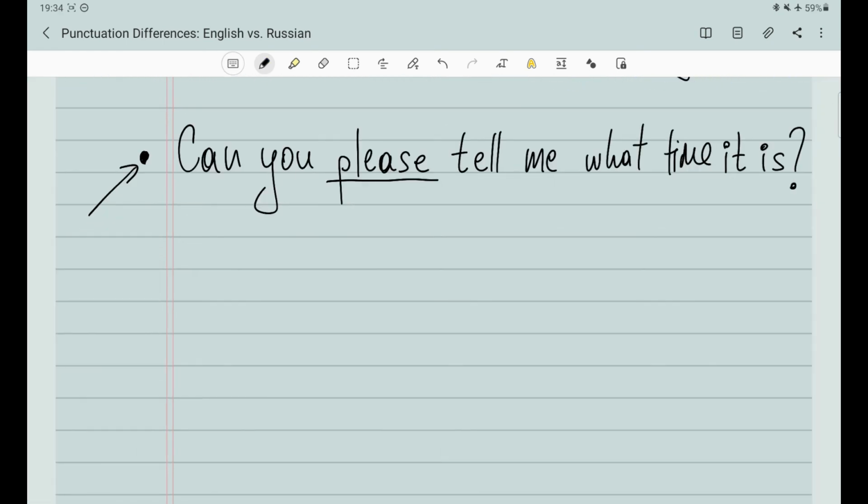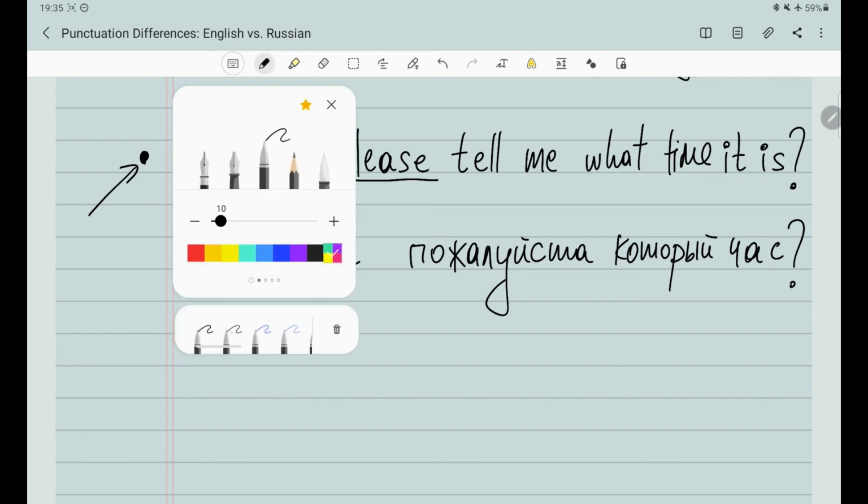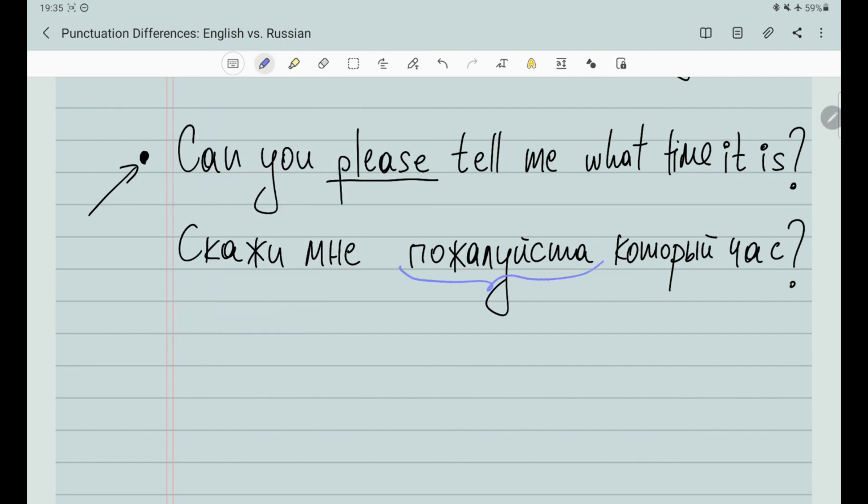All right, the third example here is, can you please tell me what time it is? And one way to say this in Russian is as follows. Скажи мне, пожалуйста, который час? Because this is the word please, пожалуйста, in the middle of the sentence, you have to put two commas around it.